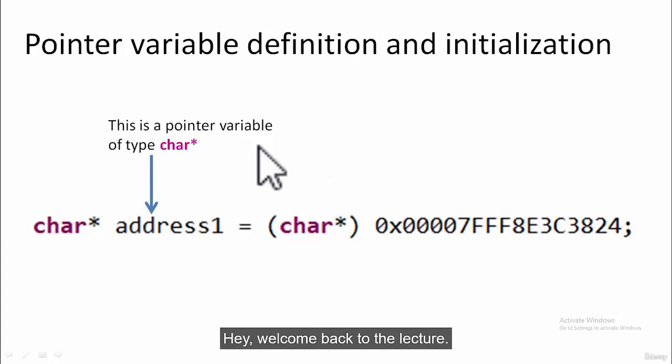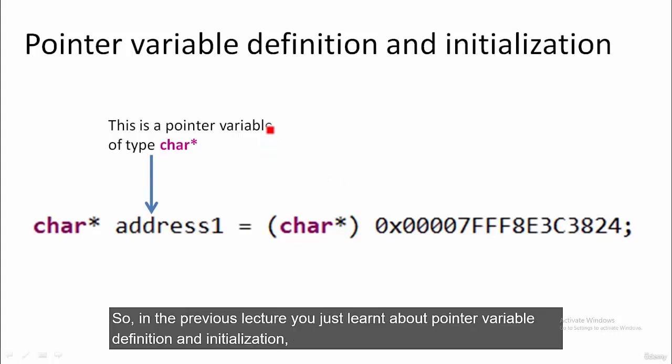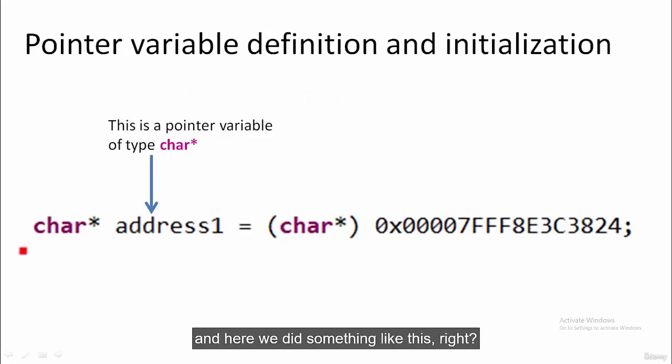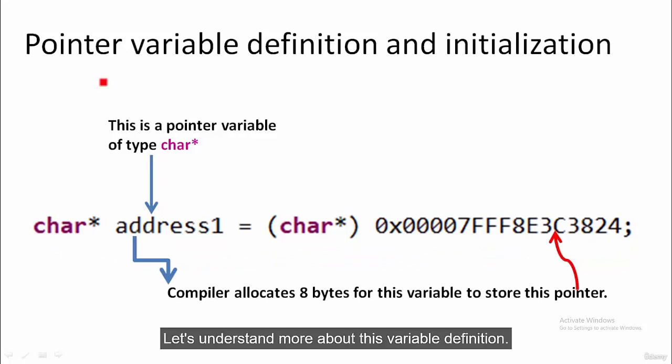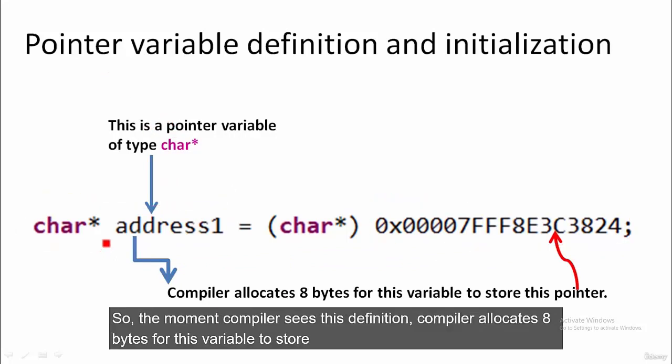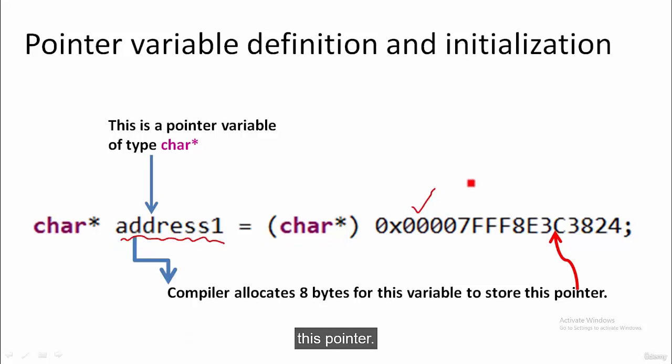Welcome back to the lecture. In the previous lecture, you just learned about pointer variable definition and initialization. And here we did something like this, right? Here, this is called a pointer variable of type char star. Let's understand more about this variable definition. The moment the compiler sees this definition, the compiler allocates 8 bytes for this variable to store this pointer.